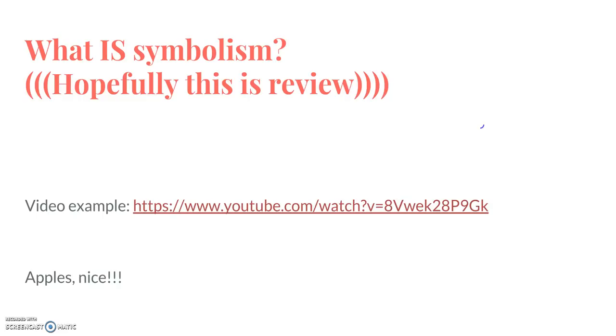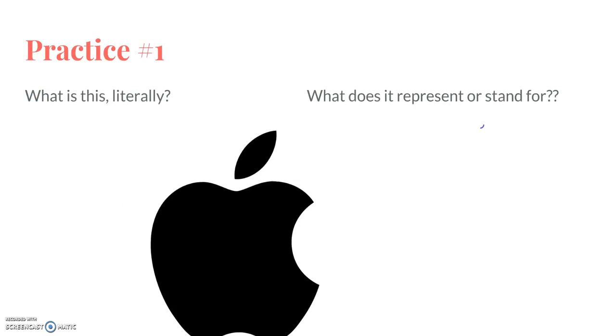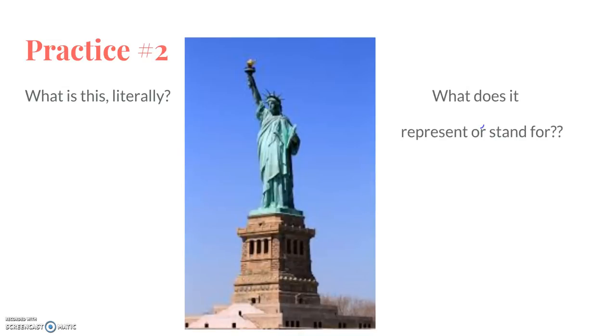So a couple examples I usually use. Literally, this is a 2D image of an apple. But what does it stand for? Well, it represents the idea of the Mac company. That's not what it is literally. It's literally a 2D picture of an apple with a bite taken out of it. But it represents an idea, which is this corporation.